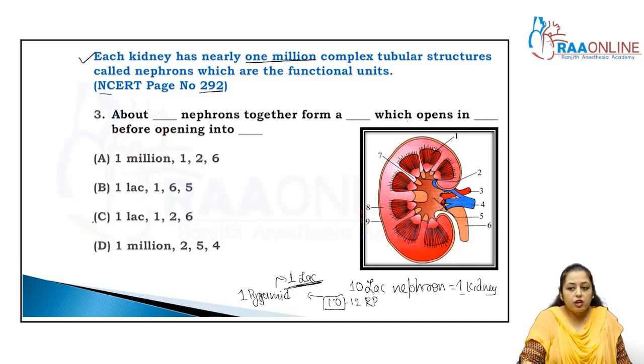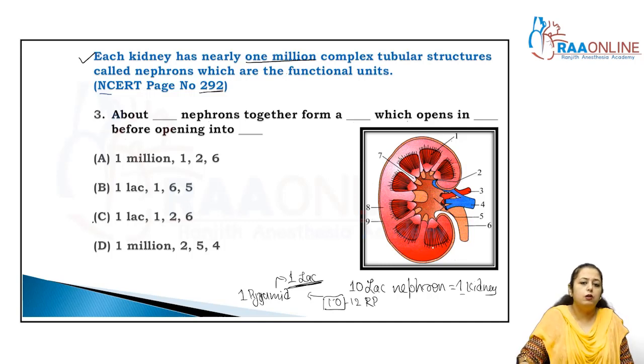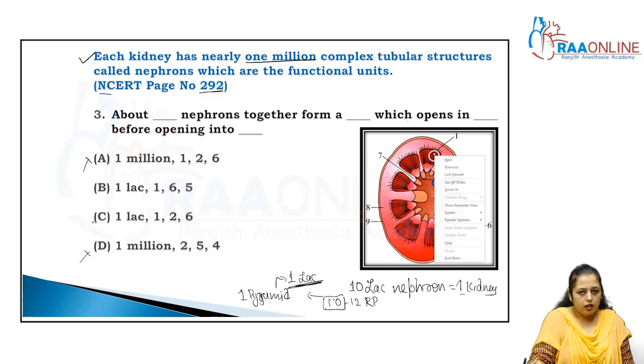Because it shows a single structure, we cannot take the whole kidney, so both of these options are wrong. We cannot take 1 million here because it is shown in options 1 and 2. In option 2, only 1 million nephrons is there, not in the whole kidney. So in option 1, that is 1 lakh per pyramid. Now there are 2 options in which the answer lies. So 1 lakh is present in option 1, that is the medullary pyramid.